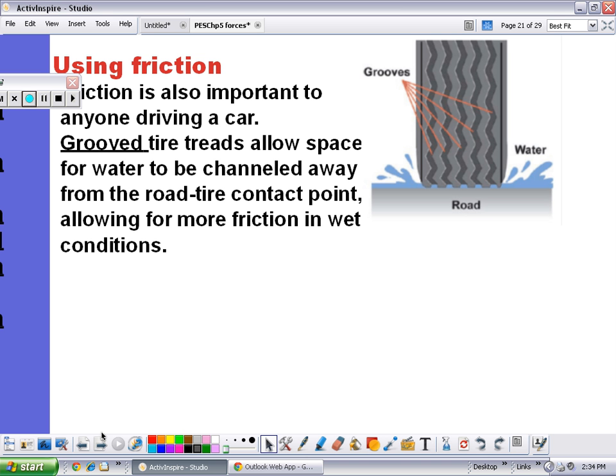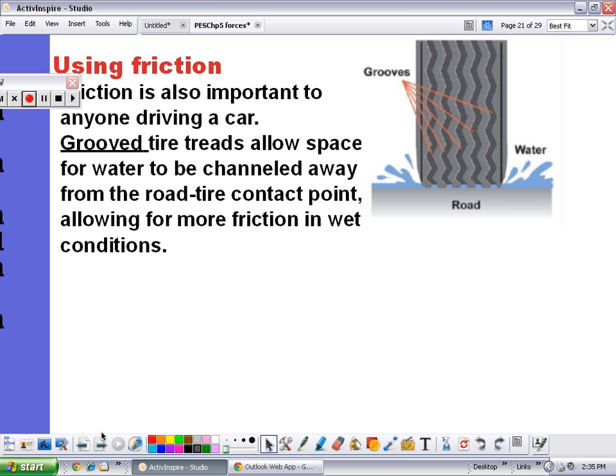Using friction. Friction is also important to anyone driving a car. Now this could be you soon because you're all at that age where you are driving, or you're going to be driving, or getting a car. It is important to understand the tires. Grooved tire treads allow spaces for water to be channeled away from the road tire contact point, allowing for more friction in wet conditions. This is helpful this time of year for us.